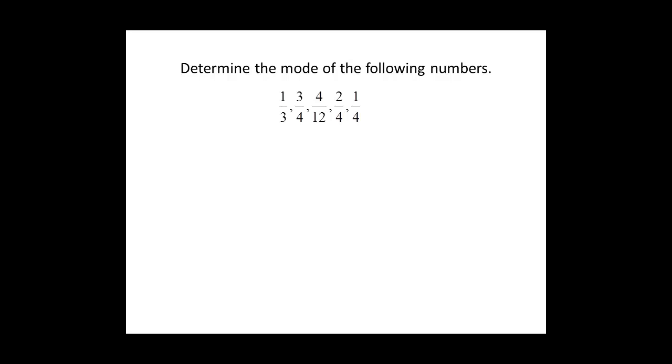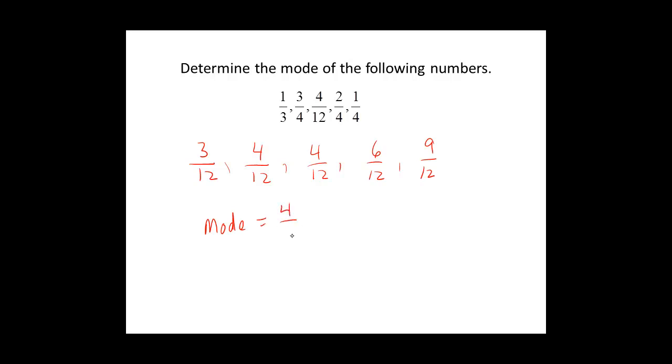Determine the mode of the following numbers. First, we will put the numbers in order. We have done this in the previous problem when we found the median. We ordered the numbers as follows. The number that appears the most is 4/12. So the mode of the following numbers is 4/12. It appears the most.